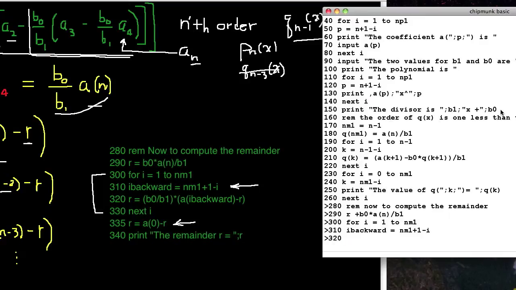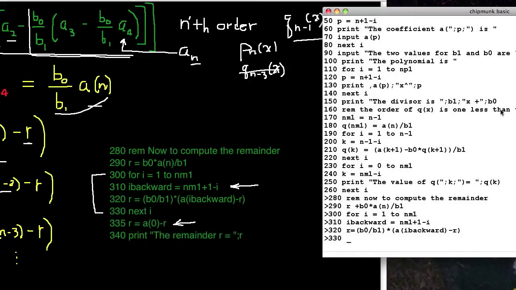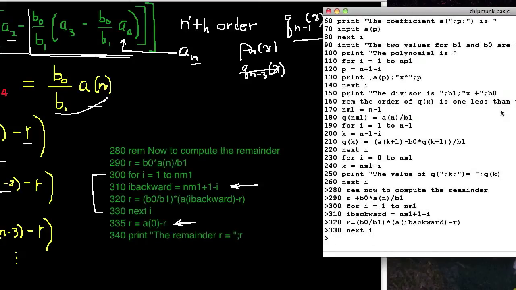320 R equals, I have B0 divided by B1 times I backward minus R and close parentheses. 330 is next I. Put 335 R equals A0 minus R. So this is the last correction to R, and it's outside the loop.